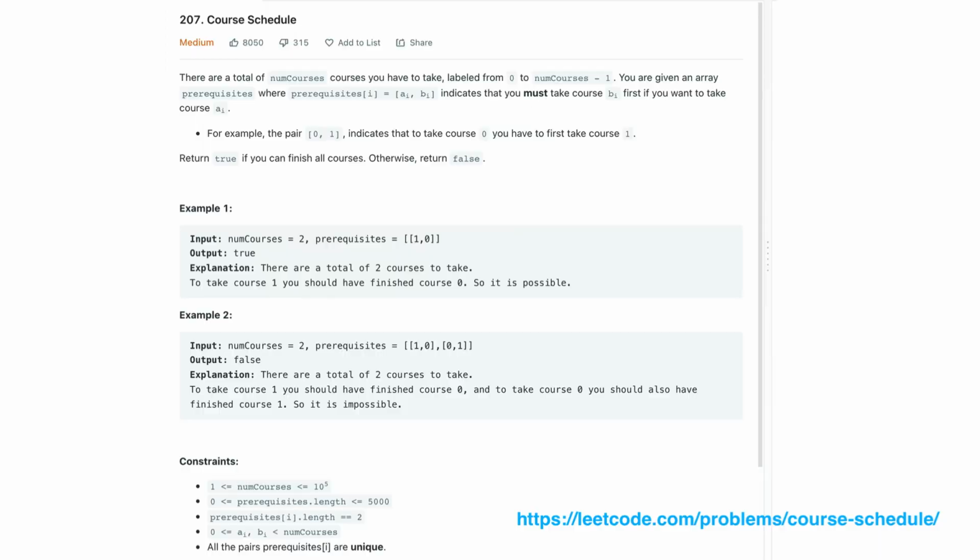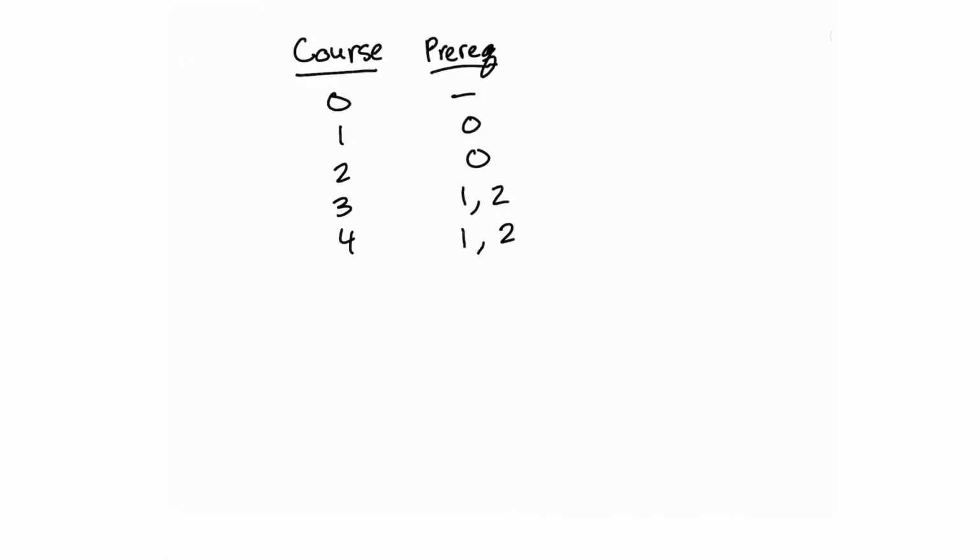In this problem, we're given a list of courses and their prerequisites, and we need to determine whether there is a valid order in which we can take these courses so that all the prerequisites are properly met. Let's start, as we have with the other problems, by translating this into a graph. We have our courses, those are the data points, and then we have our prerequisites.